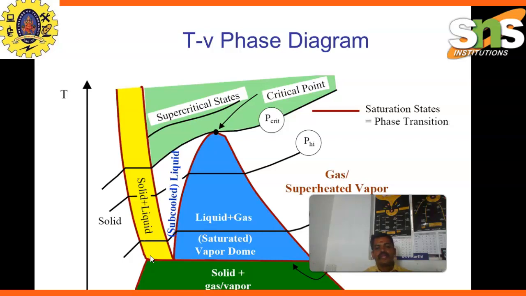The brown color line indicates the saturation state, or phase transitions. This line is called the triple point line. The ice below that, meaning at minus degrees Celsius, is in the form of a solid.